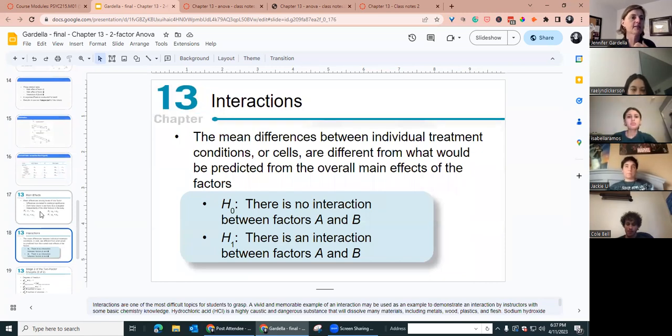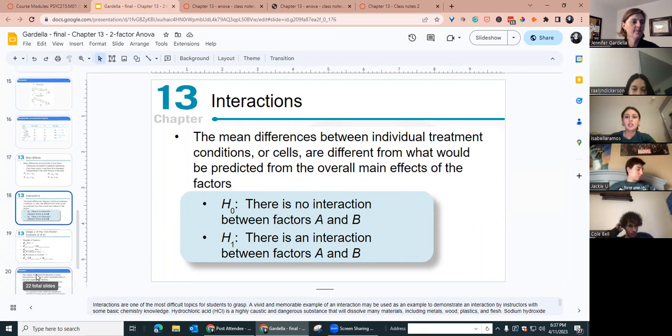And then the mean difference between the individual treatment conditions. So now we're talking about the interactions. H sub O for interactions is simple. There is no interaction. And H sub 1 is there is an interaction. Super simple.